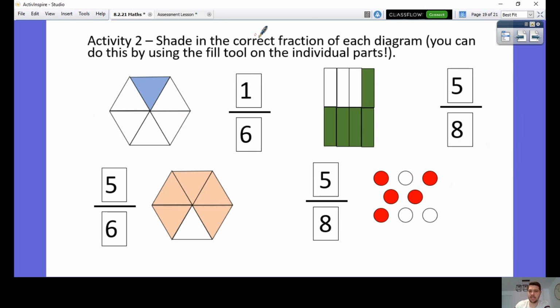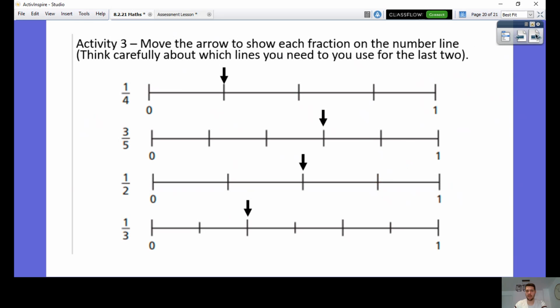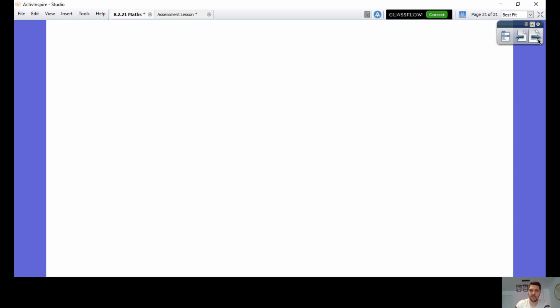Activity 2, you had to shade in the correct fraction. So you were given 1/6, so you should have coloured in any one of these. 5/8, any 5 of these, any 5 of those, and any 5 of those. Activity 3 should look like this. I have 1/4, I have 3/5, 1/2, and 1/3. Bit trickier, that one. Well done if you managed to do that. And finally, challenge X is something that we will mark because it's very subjective, lots of different possibilities there.